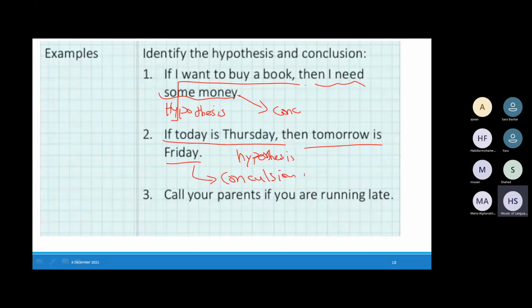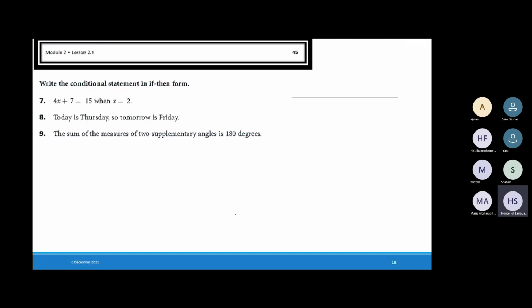Right here. Call your parents if you are running late. Bravo. If you are running late, I will call your parents. I will not call your parents if I don't want to. If this happens, if you're coming late, I will call your parents. So this will be the hypothesis, bravo, and this will be the conclusion.